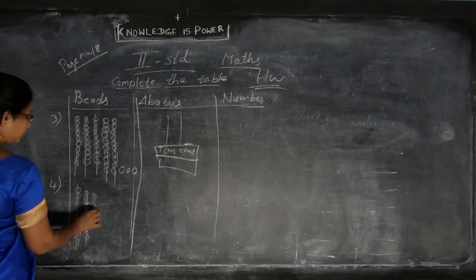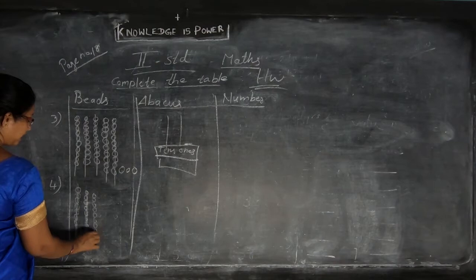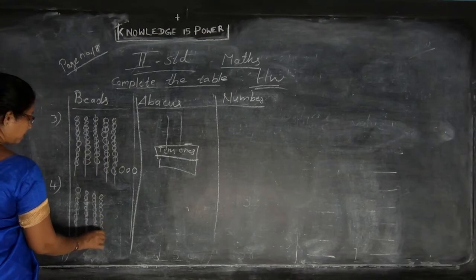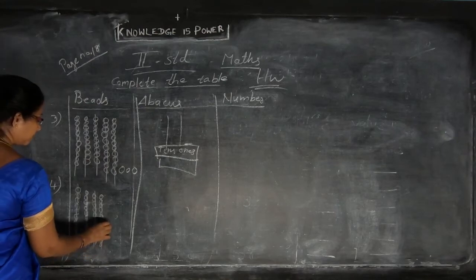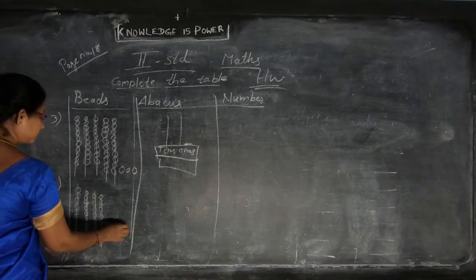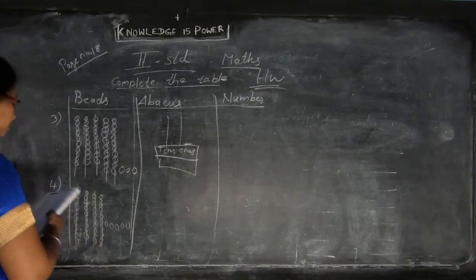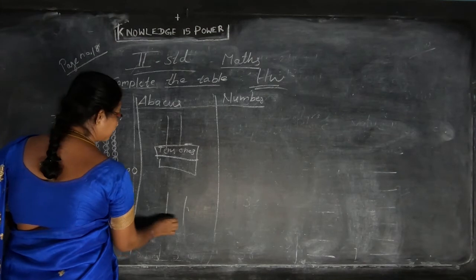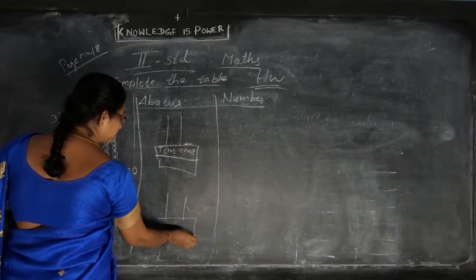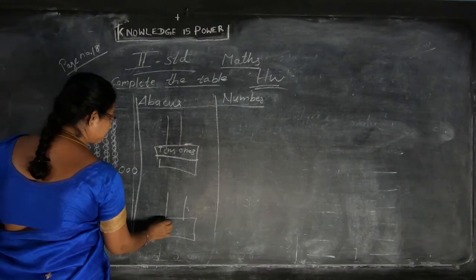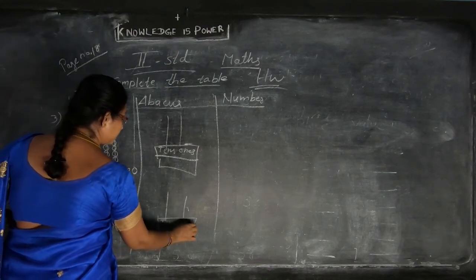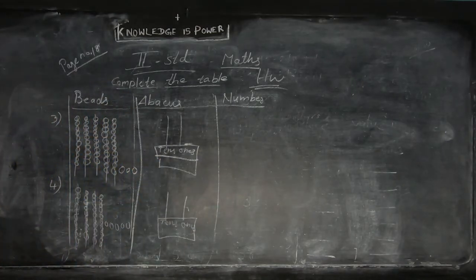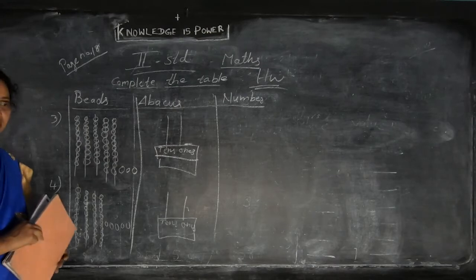1, 2, 3, 4, 5, 6, 7, 8, 9, 10, again 10, then 1, 2, 3, 4, 5. Okay? You draw and write here. Tens place, ones place, and you write the number here. Okay? Can you understand, children?